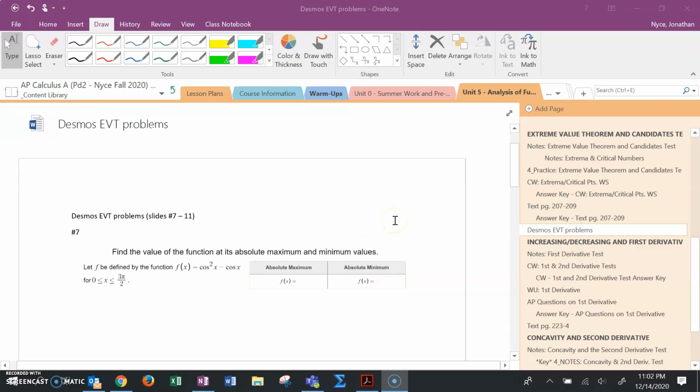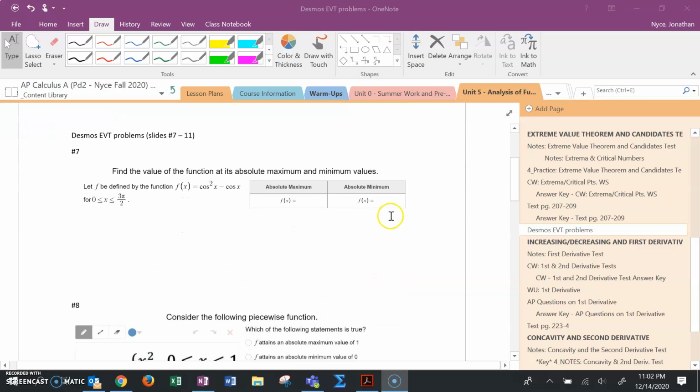Everyone, just a quick video going over the answer key to these 5 extreme value theorem problems from Desmos. So go through these. For number 7, we're asked to find the maximum and minimum values of a function.